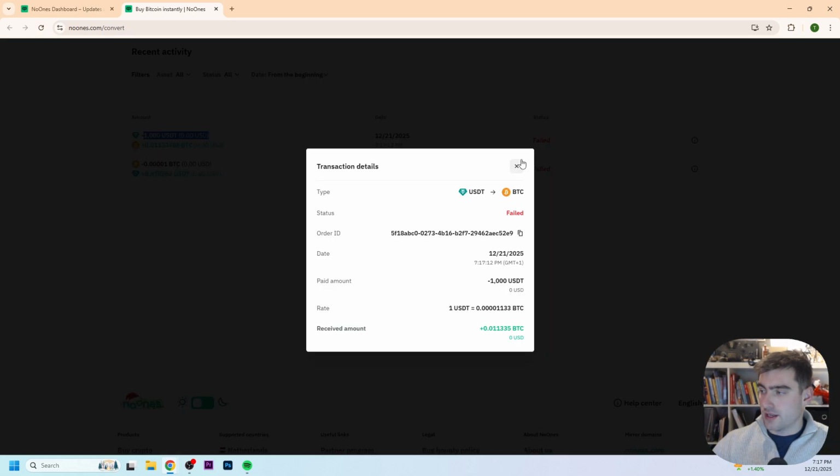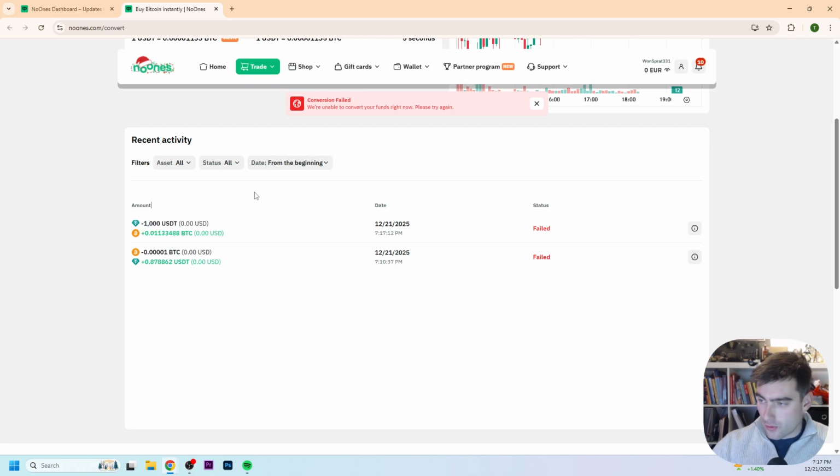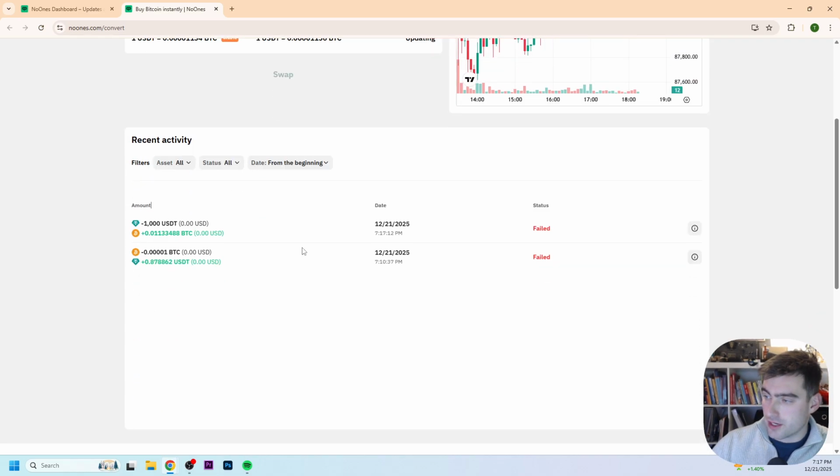we just did a trade to swap our currency, and it failed because I don't have money on my account. But this is the way how you can swap trade with money on your account.